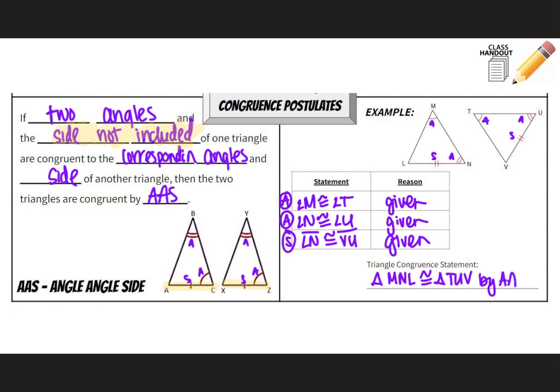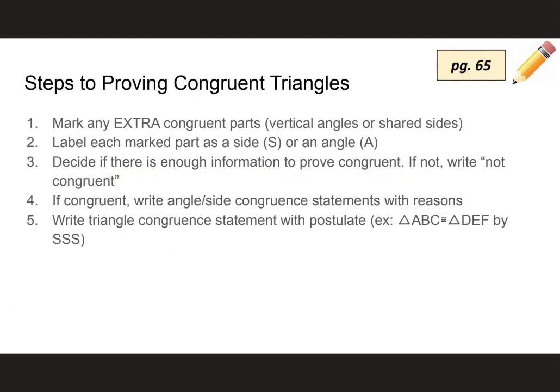by AAS. All right, so to break down the steps of proving if two triangles are congruent, number one, first thing you're going to do is mark any extra congruent parts. So we're going to be looking for vertical angles or shared sides. Next, you're going to label each marked part as a side or an angle. That's going to help you determine which postulate to use. Then you're going to decide if there's enough information to prove congruent.